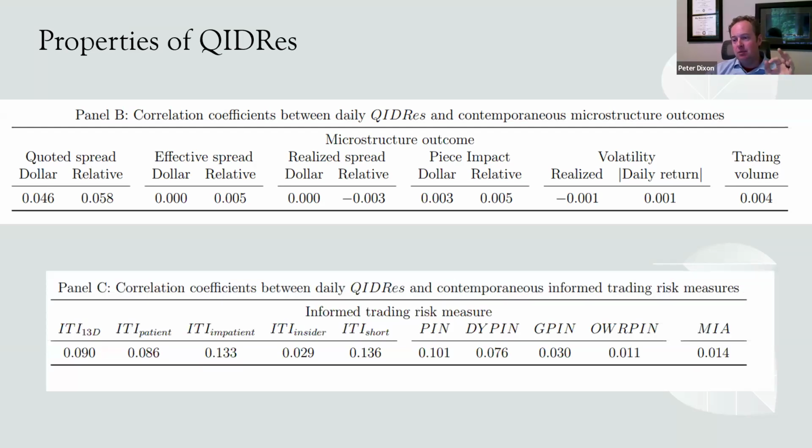Next, we're going to look at just the correlation coefficients between daily quid res and contemporaneous informed trading risk measures. And we find that they are also quite low, which we interpret as meaning we have a different approach. All of these measures are focused on the behavior of the informed trader. We're focused on the behavior of the market maker. And so we think that our measure is actually capturing fundamentally different aspects of what's happening in informed trading than these other measures, which is why the correlation is so low.